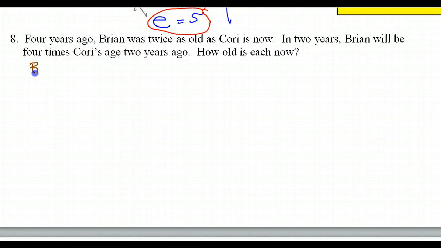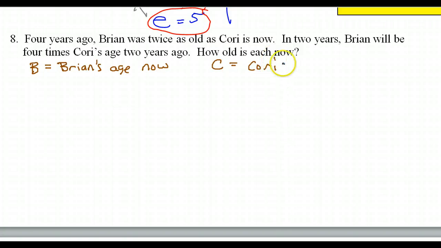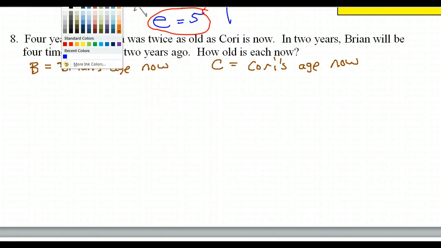So our variables need to be the pupil's age now. So let B equal Brian's age now. And you should be really specific as you define your variables. And let C be Corey's age now. Now somewhere in here we need to get 2 equations so we can substitute or use the elimination method.